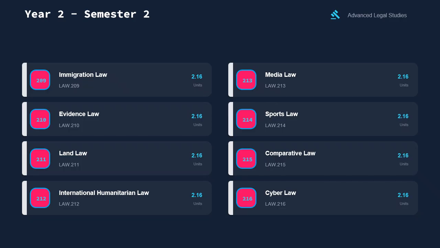Protecting digital assets. DMCA, takedown notices, safe harbors. Domain disputes, UDRP for cybersquatting. Digital rights management, anti-circumvention. Real-life example, in Perfect 10 v. Amazon, 2007, thumbnail images were fair use, illustrating online copyright limits.